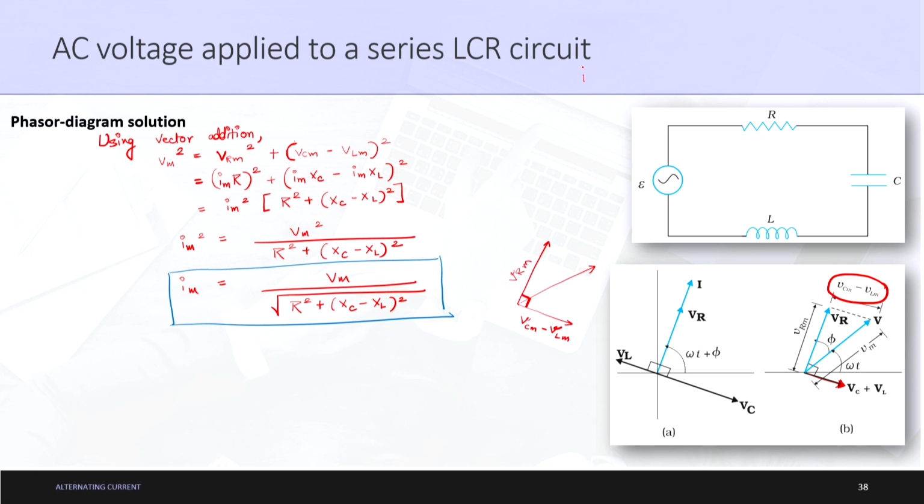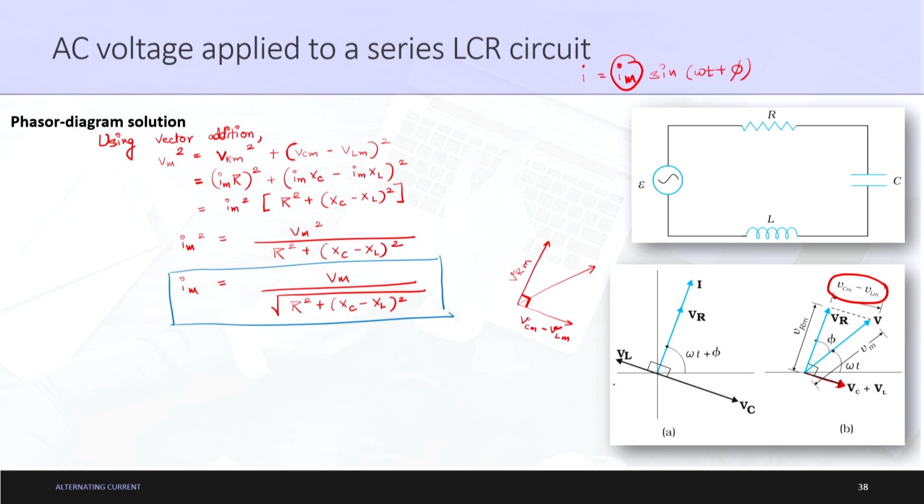In the starting of this solution, we said that we need to calculate the value of I, which is in the form I is equal to Im sin omega t plus phi. This is the value of Im which we obtained till now. Im is equal to Vm upon under root of R square plus Xc minus Xl whole square.